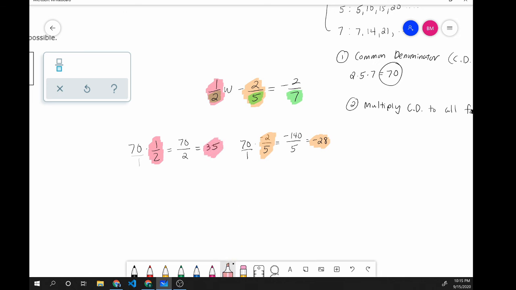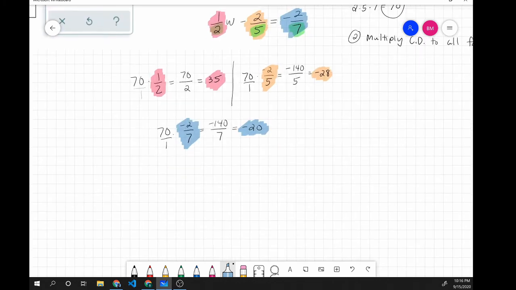And last but not least, we have the negative 2/7. So I will take 70 again and multiply it by negative 2/7. So over 1, negative 140 divided by 7, that should give me negative 20. So let's do it in blue. So there's our negative 2/7 and negative 20. Now the reason we did all of that is this right here.